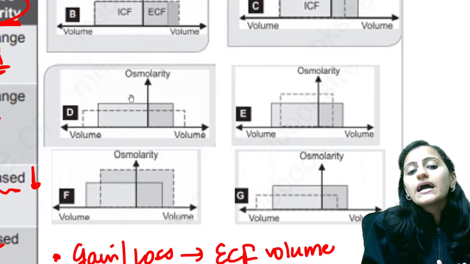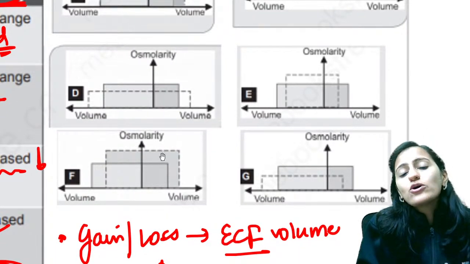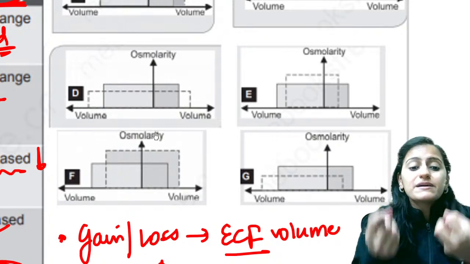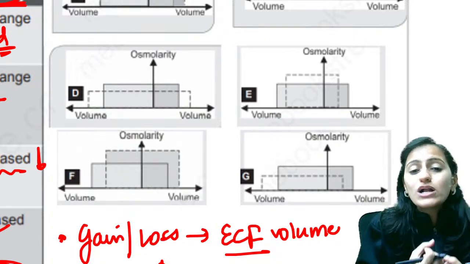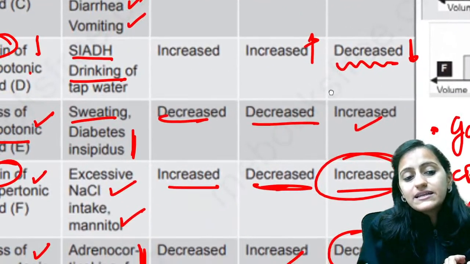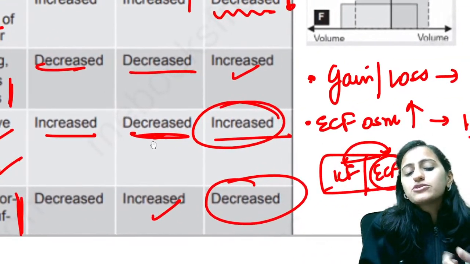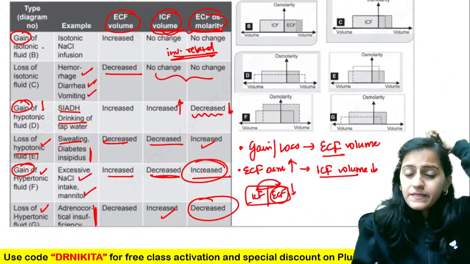That is your SIADH. This one, there is gain of fluid and the osmolarity is increasing. That means basically there is a lot of salt that we are gaining. So it's your salt intake basically, right? Your gain of hypertonic fluid, salt intake or mannitol intake basically, okay?